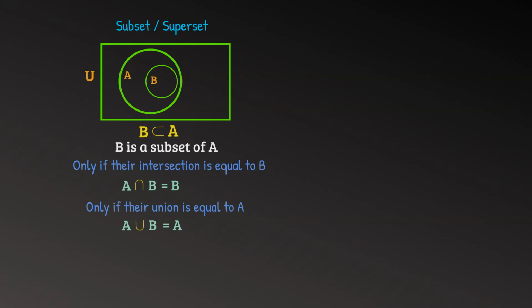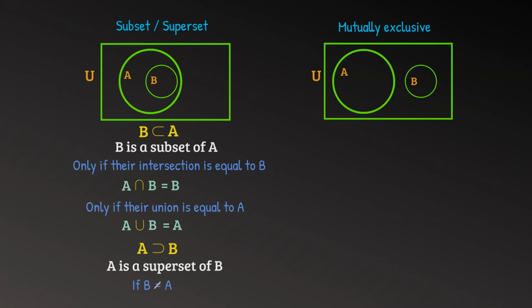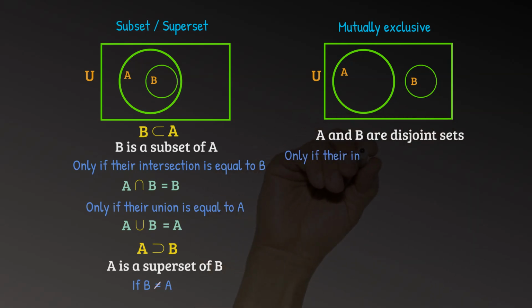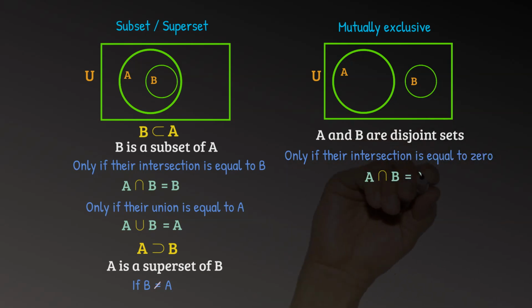Now you can also write that A is a superset of B, and this is true when B is not equal to A. And you can also have a Venn diagram like this, where the groups are mutually exclusive. You could also say that A and B are disjoint sets. And for this to be true, they must have no intersection, so A intersect B has to be equal to 0.